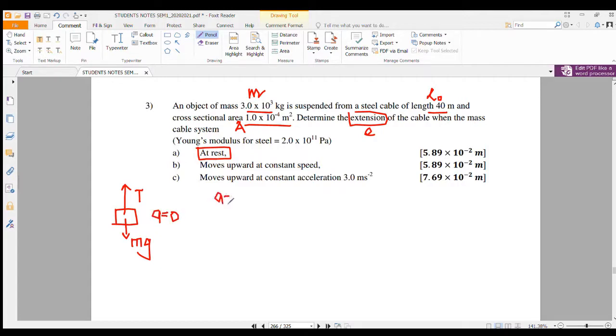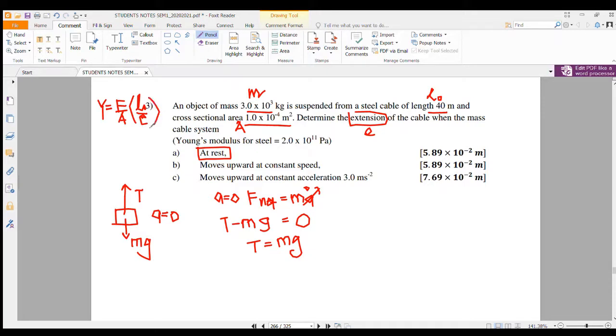So when a equals 0, F net equals ma, and a equals 0, meaning that your F net will also equal 0. So the tension minus mg equals 0, or the tension equals mg. If you want to find the elongation, we must use the equation for Young modulus, just now from question number 2, which equals F over A times original length over elongation. To find the elongation, you must rearrange, letting elongation become the subject. So we must use F times original length over area times Young modulus to find the elongation for each question.